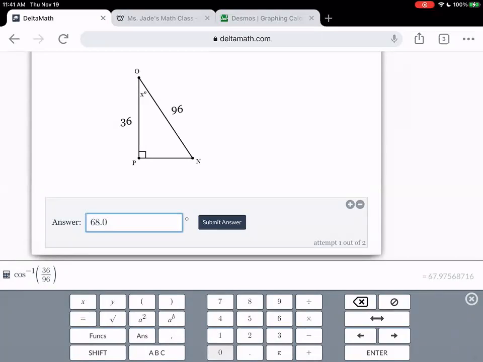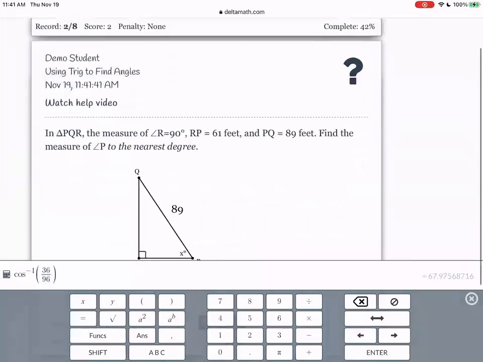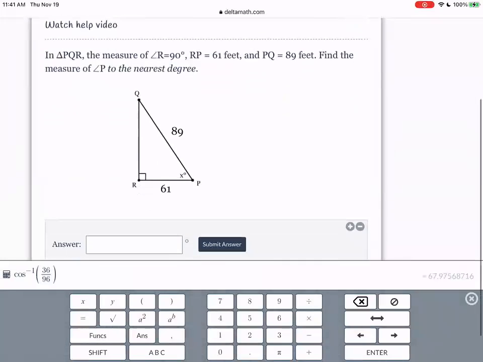All right, any questions on this part? Okay, let's submit. Let's do another one. Okay.